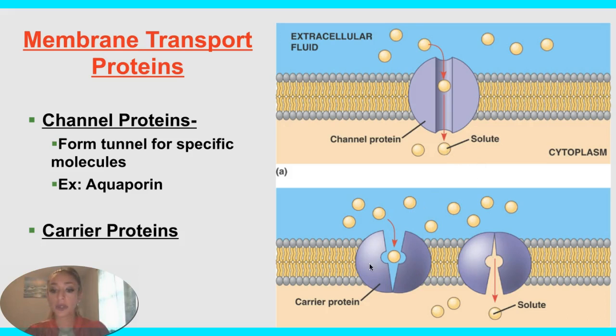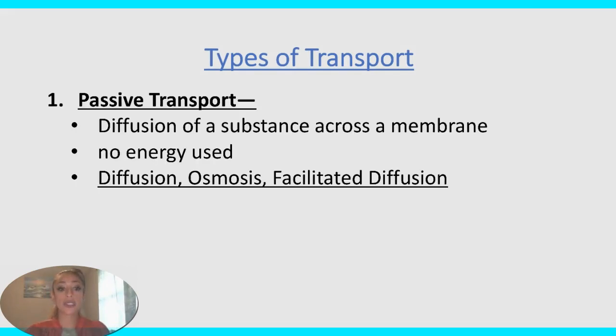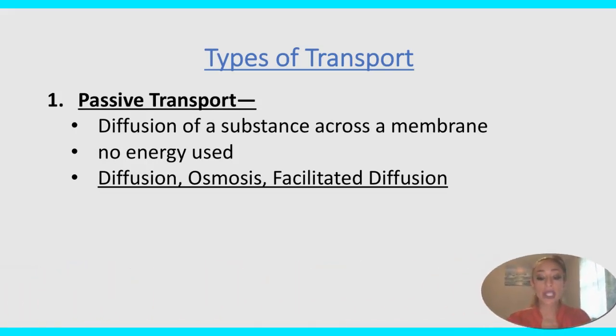This is a carrier protein right here, the purple one. It's going to allow molecules or ions to attach to it and then ultimately be released on the other side. You all have heard of active transport and passive transport. We're going to start first by talking about passive transport, because these are three great examples of passive transport that you should be able to recognize or know about: diffusion, osmosis, and facilitated diffusion. Passive transport is passive because it does not require any kind of energy input at all.